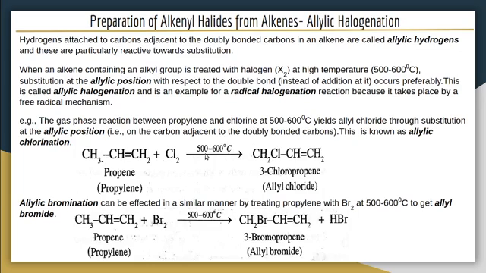One very important thing: usually we expect an addition reaction. That means chlorine will add on the double bond when treating an alkene with a halogen. But in this case, at high temperature, only substitution occurs at the allylic position. The allylic position is the position adjacent to a doubly bonded carbon atom.